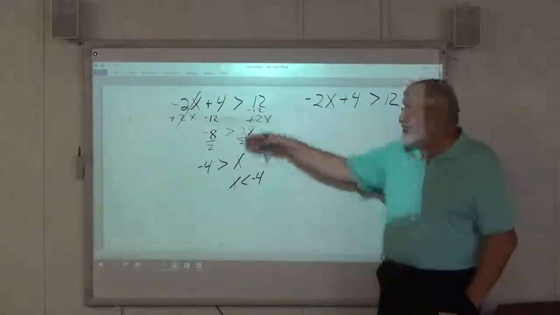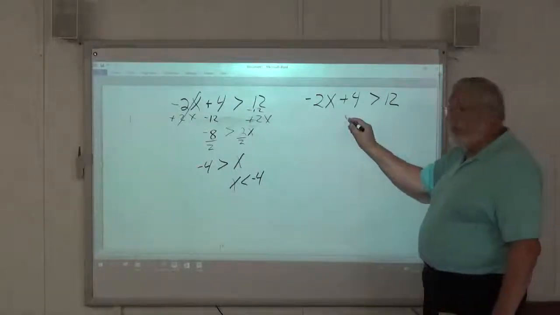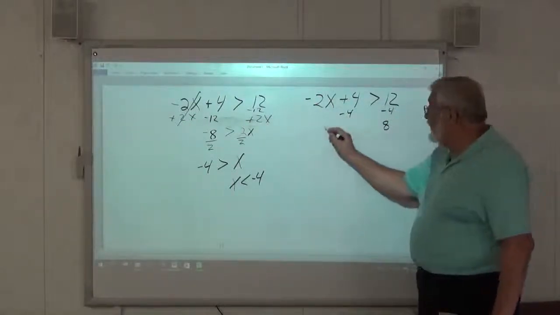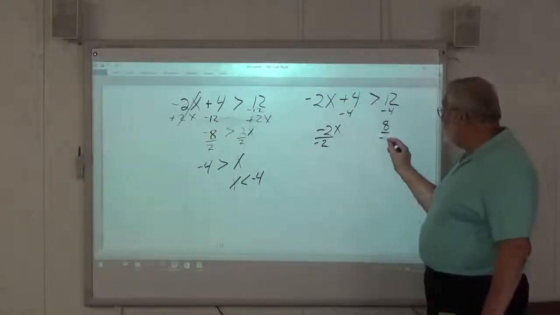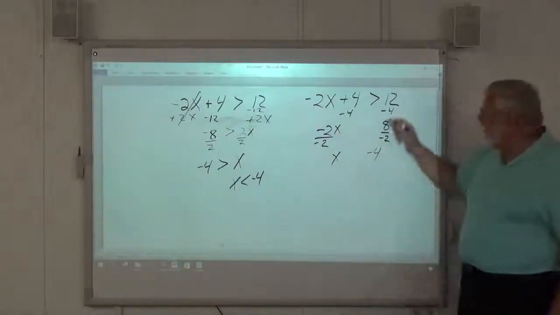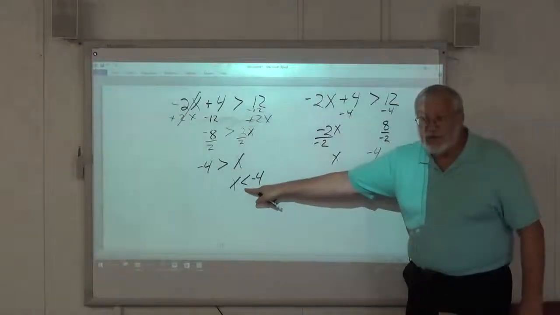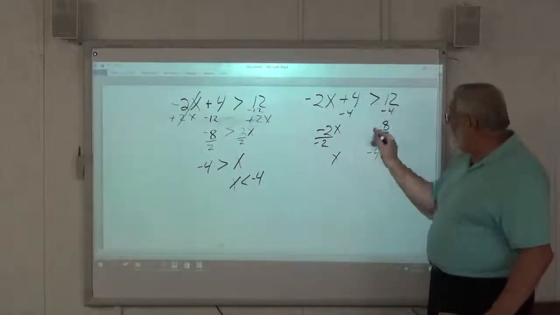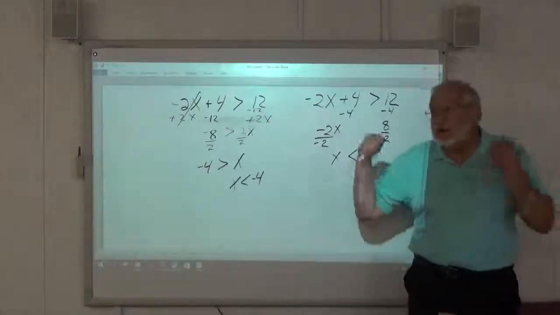Okay? All right, now that's normal. If I do this and subtract 4, that makes this 8, negative 2x and 8. When I divide by negative 2, I get x and negative 4. If I copy this sign down here, is it the right answer? No. So in order for the math to work, when I divide by a negative, I have to flip the sign. Otherwise, the math doesn't work and there's no reason to do it.